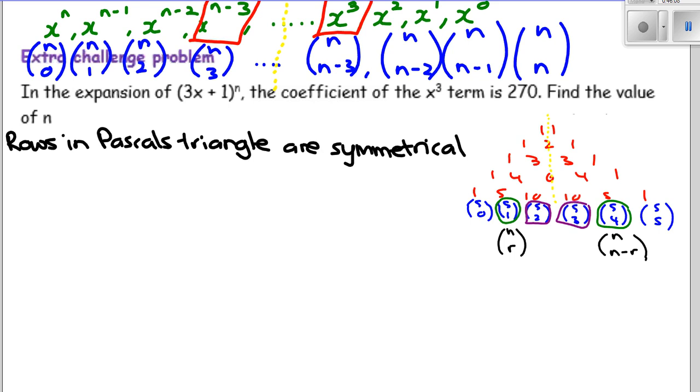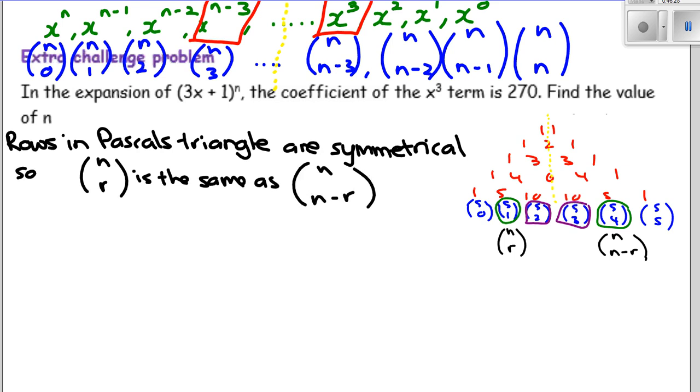Definitely before December break. So rows in Pascal's triangle are always symmetrical. So therefore we can write this thing: n choose r is the same as n choose n minus r. So here we're just writing what we found there as a sentence, because it's going to help us for finding the x cubed term. We can't work out what n choose n minus 3 is, but we'll be able to use n choose 3 in its place.